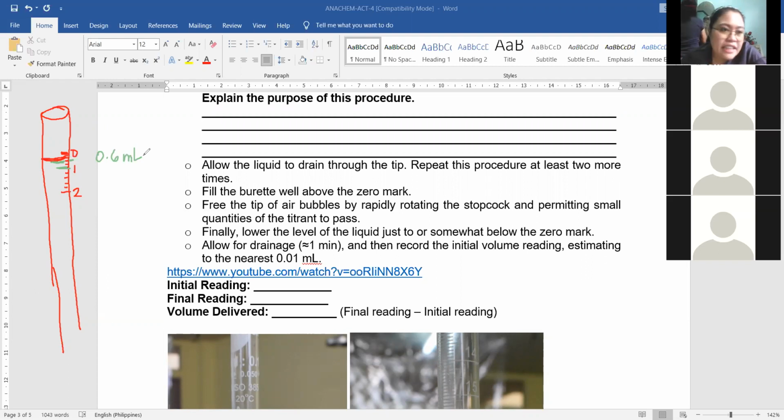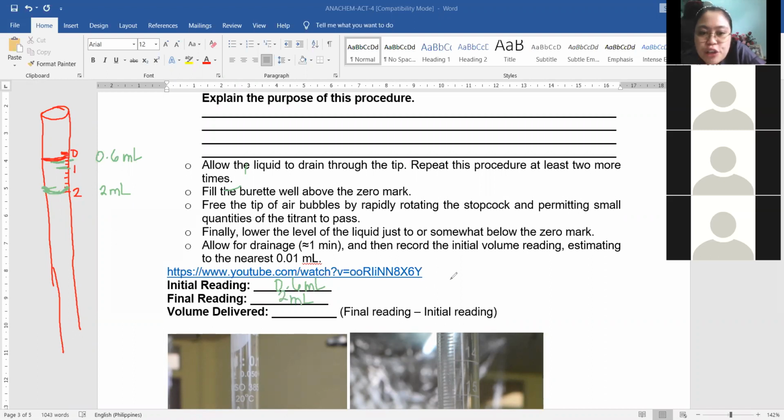Ayan. Tapos, nag-drain ka ng water hanggang napunta siya dito. Wait. So for example, nag-drain ka na and then napunta siya dito. So the lower meniscus is right above the 2 ml mark. So for example, 2 ml after the draining. So isulat niyo siya dito, class. 0.6 ml yung initial reading and then 2 ml yung final reading.